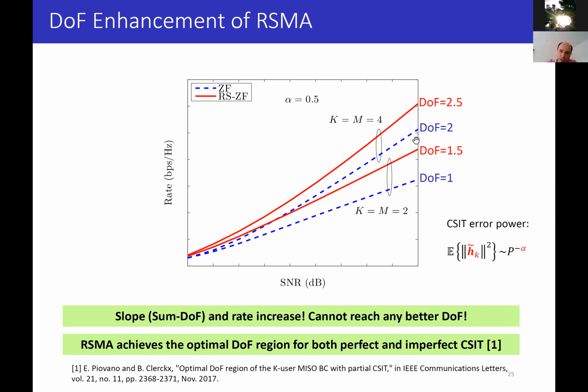And interestingly, the slope is the best slope you could obtain. So it is the optimal slope. And so you cannot find a scheme that would give you a better slope than that. That's the slope that is given by rate splitting, it is the information theoretic optimum.